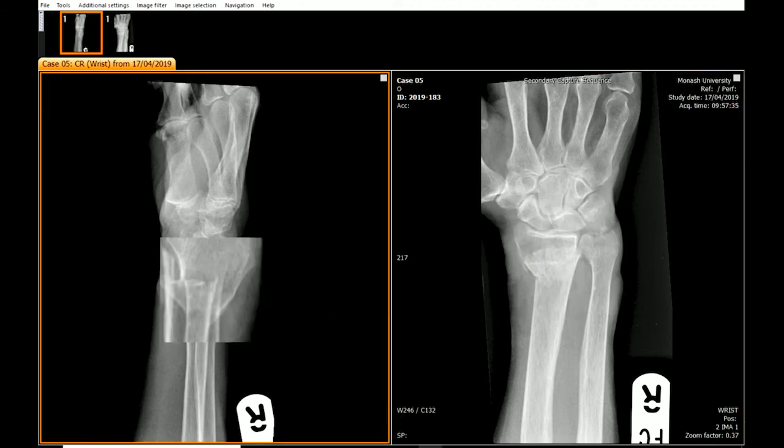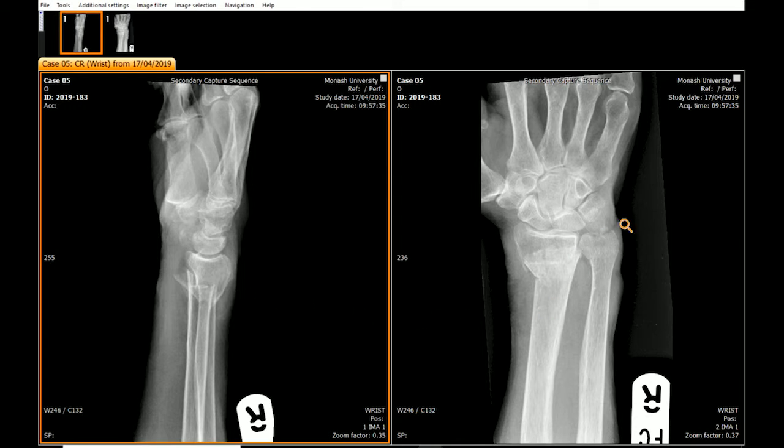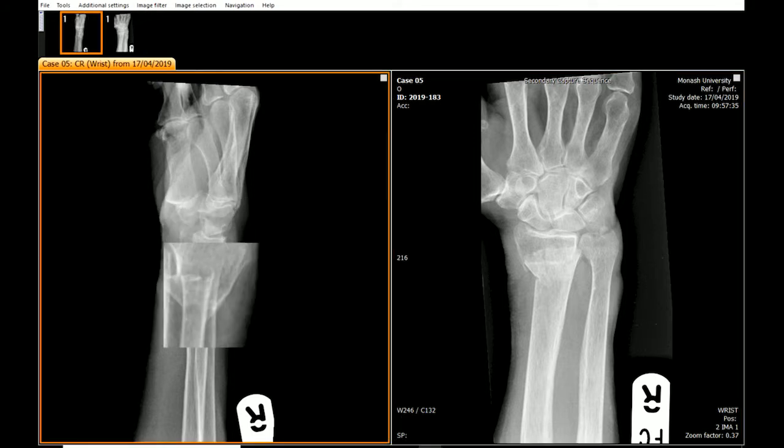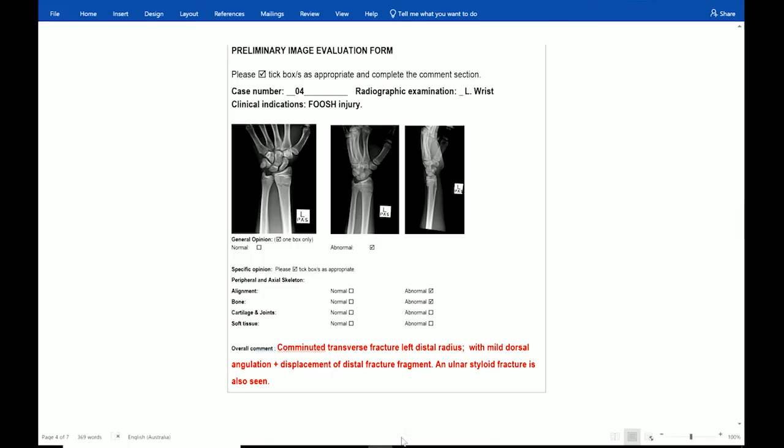And on the lateral view, the fracture fragments have been displaced dorsally, and this is in keeping with the Colles fracture. And then again, there's also a fracture of the ulnar styloid. There is significant soft tissue swelling on this one.